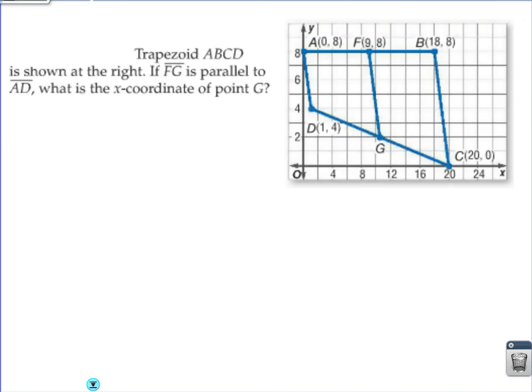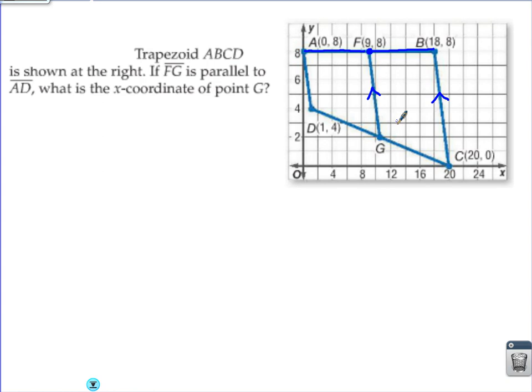Trapezoid ABCD is shown at the right. If FG is parallel to AB, what are the coordinates of point G? That's tough, right? I believe if you look back, first off, is this the midpoint? 0, 8, 9, 8, 18, 8. Isn't the distance from here to here 9? 0 to 9, and 9 to 18. The distance there is 9.